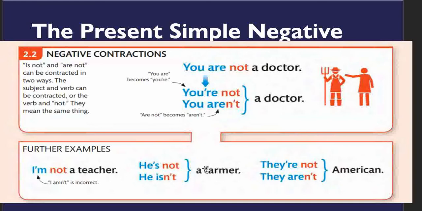He is not a farmer. He isn't a farmer. They aren't not American is incorrect. They aren't American. At this point, you may construct example sentences.